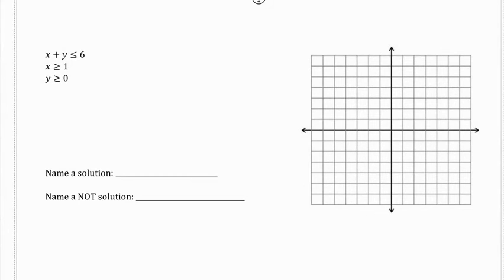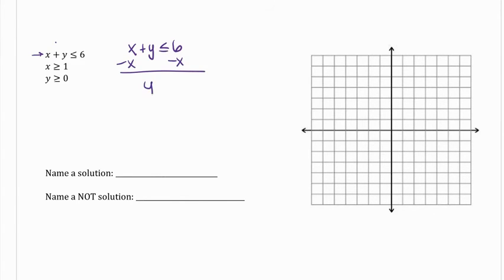This time we've got 3 inequalities, right? So it's also possible to solve a system of inequalities if you have 3 different equations. And do it the same way. We're going to just graph each one. So our first one here, x plus y is less than or equal to 6. Again, I want to solve that for y. I'm going to subtract x on both sides. So y is less than or equal to -x plus 6.